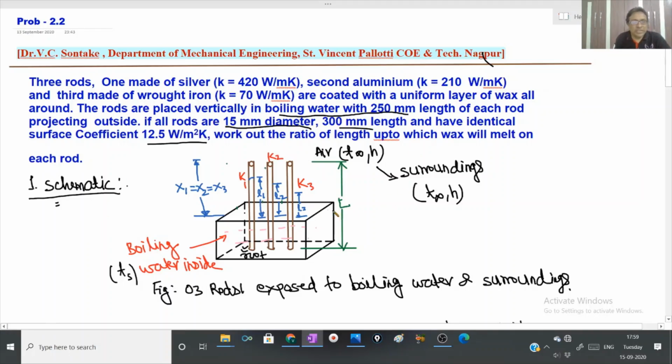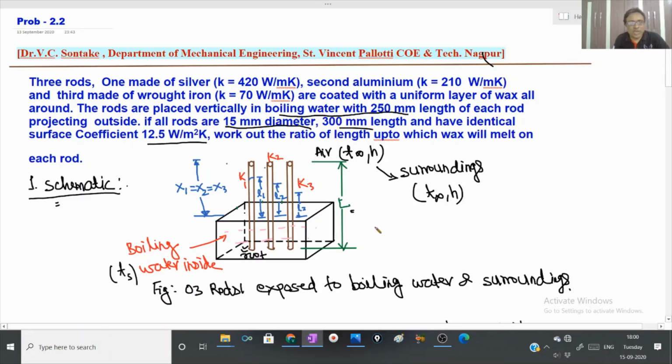As you can see, there are three vertical rods of total length L, and their bottom end is exposed to hot boiling water. Let's say kept in a container, and upper end is exposed to the air having temperature T infinity and convective heat transfer coefficient h. The length of the rods projected outside to the air or surrounding are same and given as x1, x2, x3.